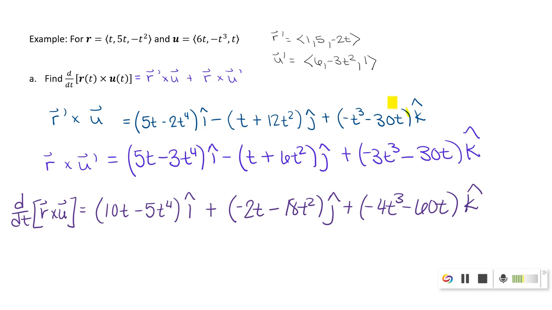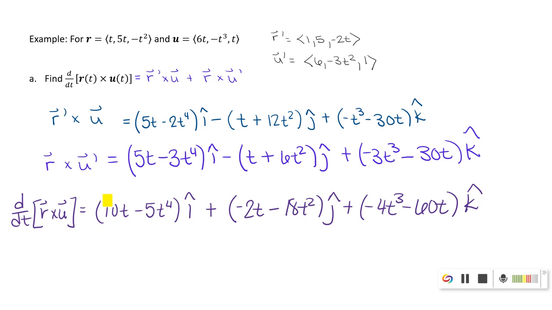And then I added the k components together, and that's how I got the negative 4t to the third, negative 60t. And that's my final answer. Notice that when I'm taking the derivative of a cross product, my answer is a vector valued function because cross products give us vectors, unlike when we took the derivative of our dot product.